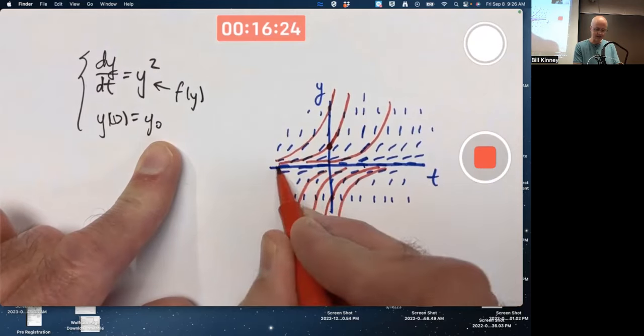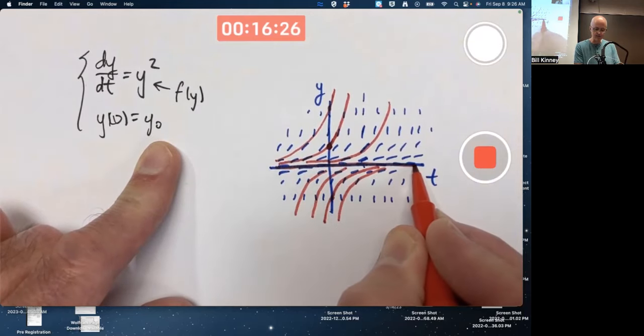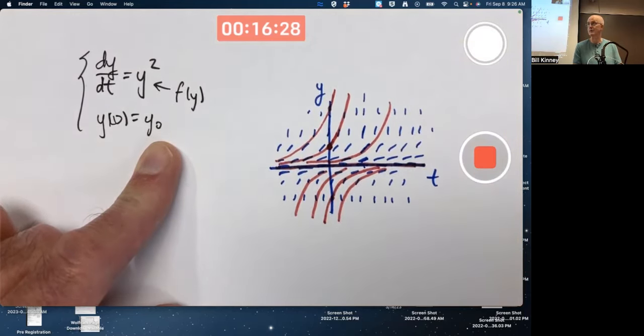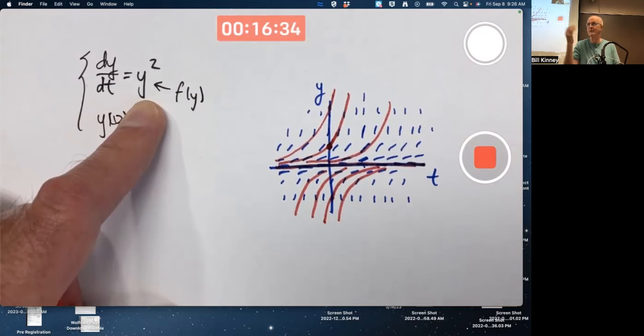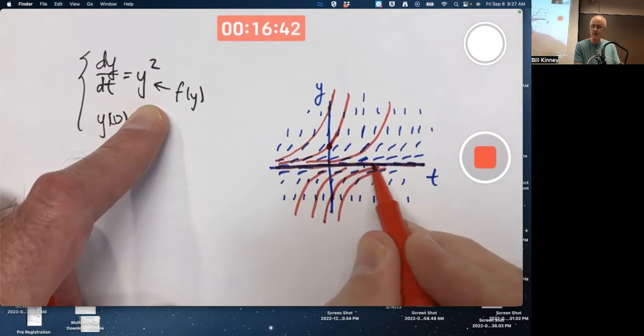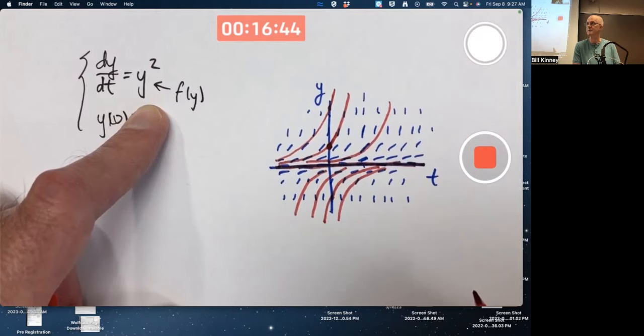And yeah, there's this constant function, it seems, y equals 0, that must be a solution as well. Yeah, the constant function at 0 does have a derivative that's always 0, and 0 squared is 0. That's a constant function. y of t is always 0. It solves the differential equation. When you've got a constant function that solves the differential equation, it's called an equilibrium solution.